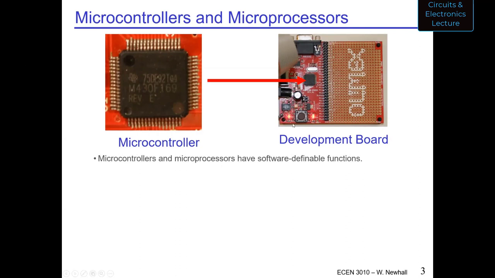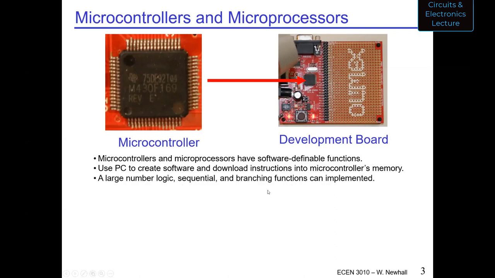Microcontrollers differ from those other logic chips in that they have software definable functions. So you're not wiring together gates, you're defining the functions and connecting things together in software. You use a PC to create that software and download the instructions into the microcontroller's memory. And because you're using bits in memory, instructions in memory, and not wires on circuit boards and chips, you can fit a large number of logical and sequential and branching functions into one of these chips.